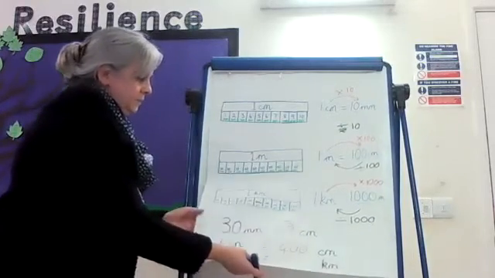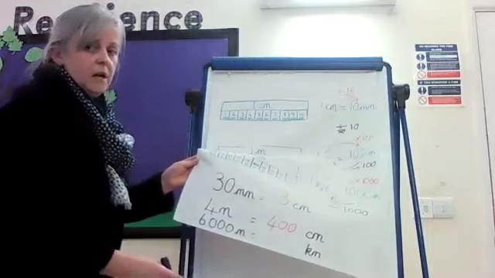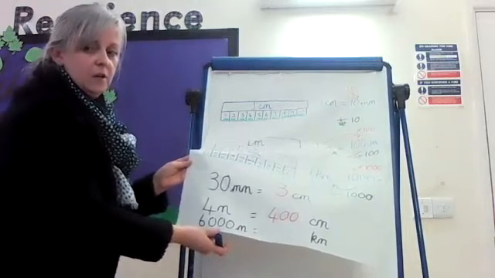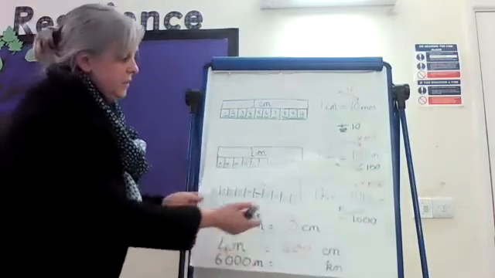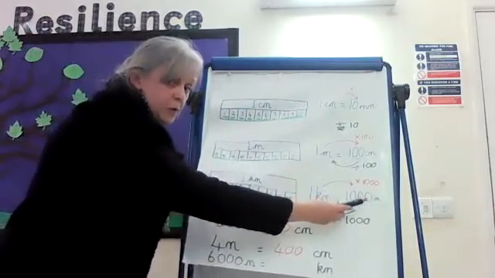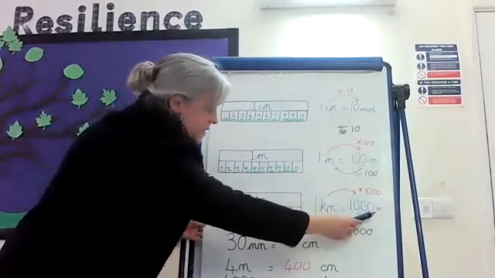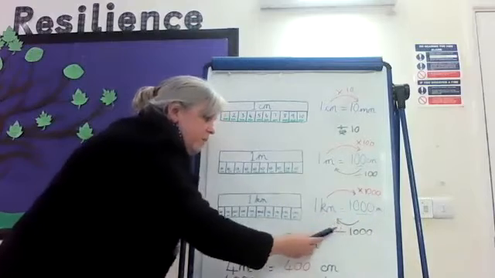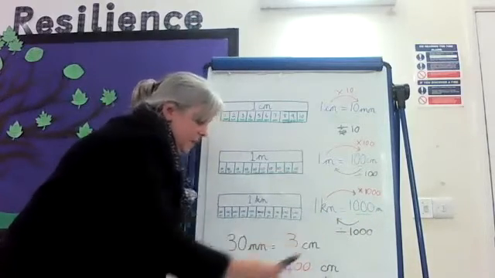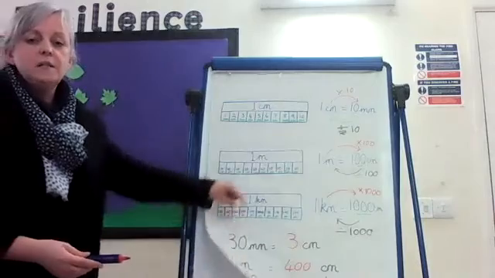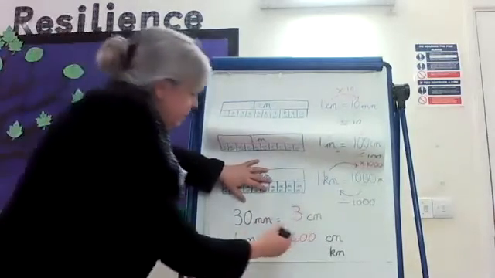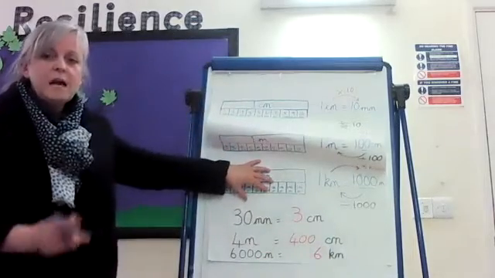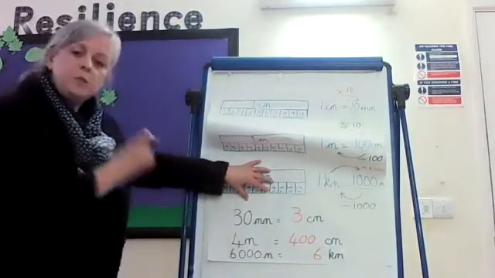And the last one, I don't know if you can see it, I'll hold it up. 6,000 meters is equivalent to how many kilometers? Again, I'm going to look at my conversion. I'm going from meters back to kilometers, so I'm going to be dividing by 1,000. So 6,000 divided by 1,000 equals 6. Well done. Perfect.